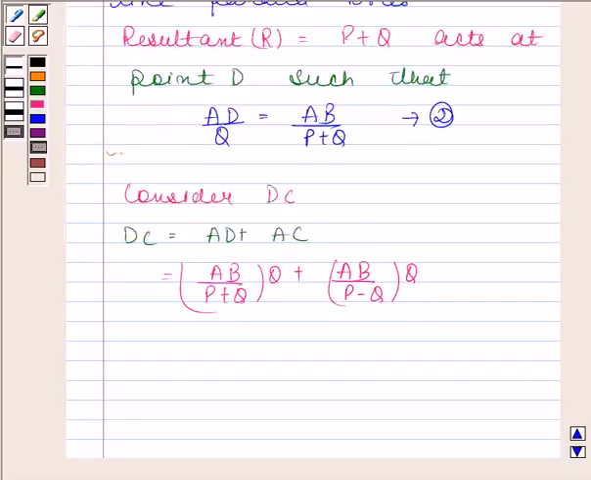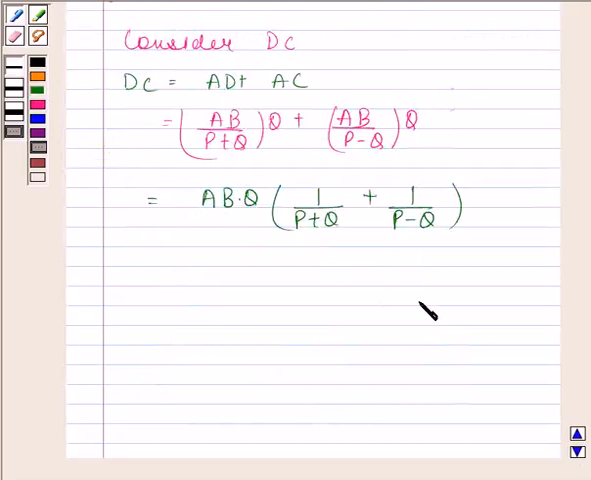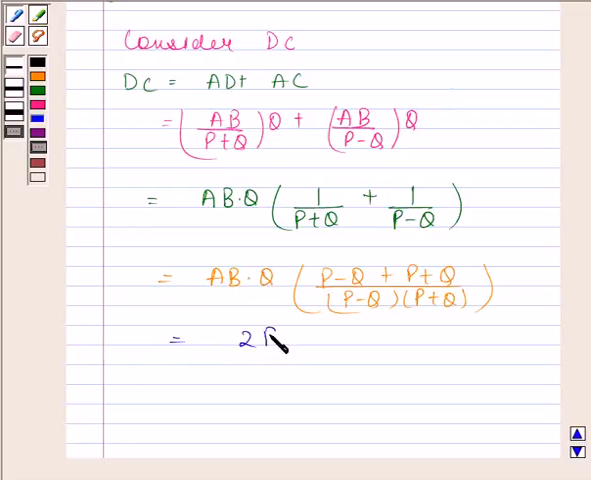Now, this is equal to AB into Q into 1 by P plus Q plus 1 by P minus Q. This is equal to AB into Q into P minus Q plus P plus Q divided by P minus Q into P plus Q. This is equal to 2PQ into AB by P square minus Q square.